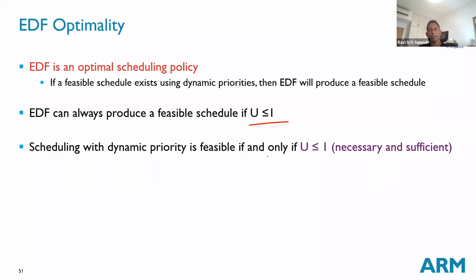Of course, this is more complicated to develop at the OS level, whereas a fixed priority system is easier. So that is the EDF optimality.